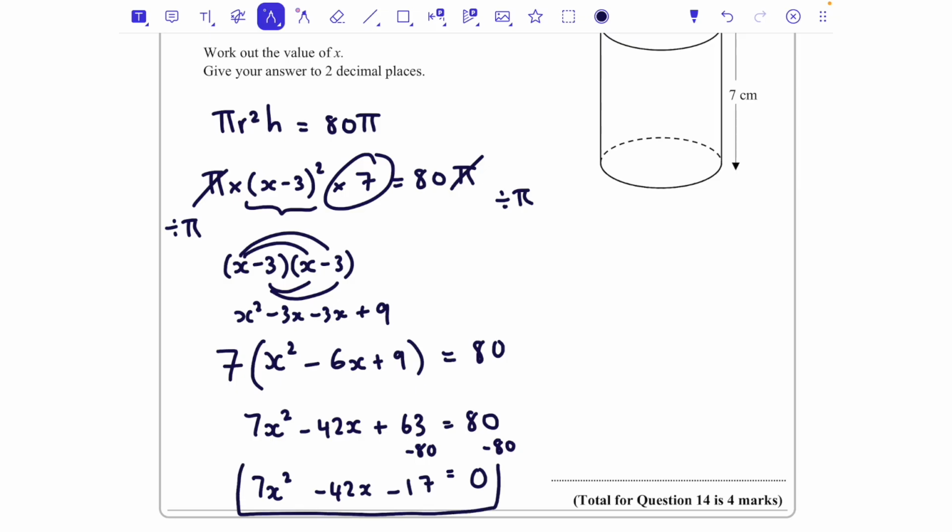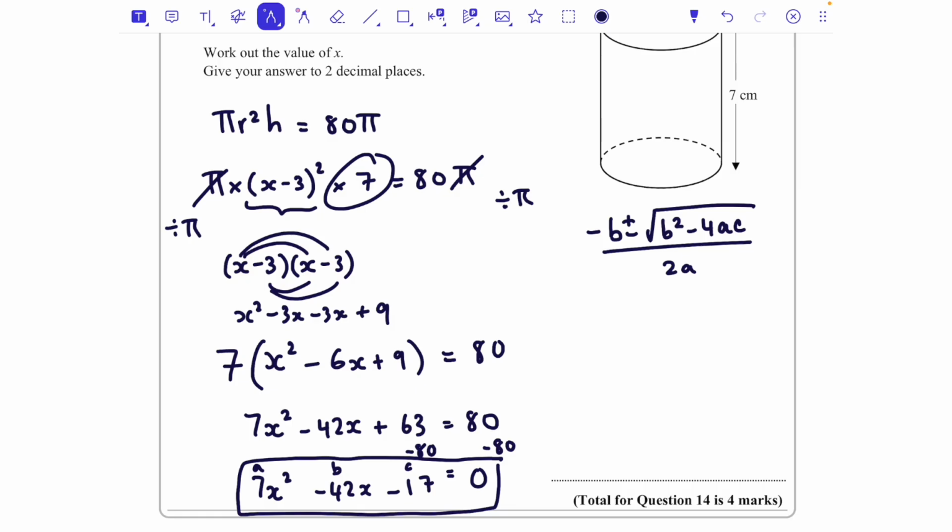Now, notice in the question you were told to round your answer to 2 decimal places. That is telling me that this is probably not going to factorise. So I'm going to use the quadratic formula here, minus b plus or minus the square root of b squared minus 4ac all over 2a. Now, a is 7, the number in front of x squared, b is minus 42, and c is minus 17.